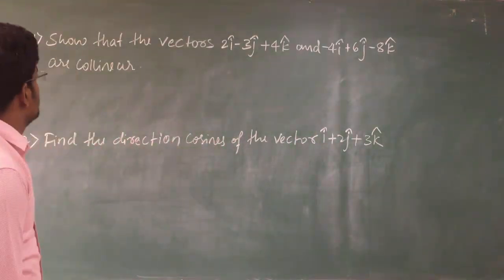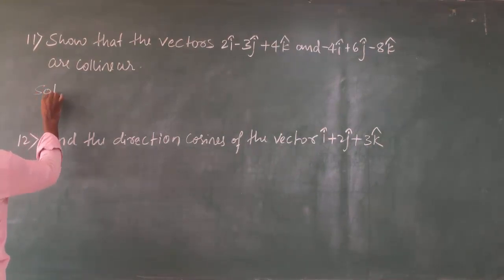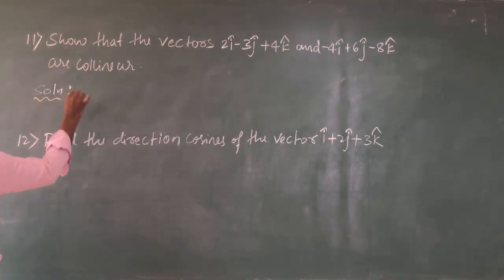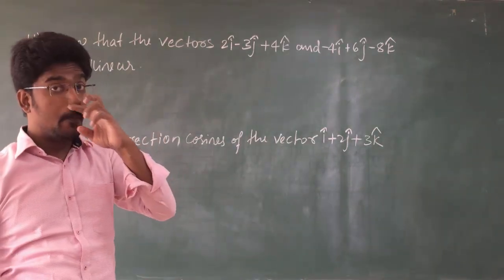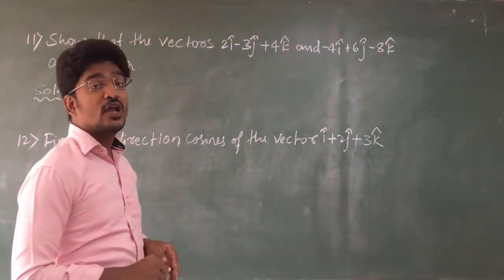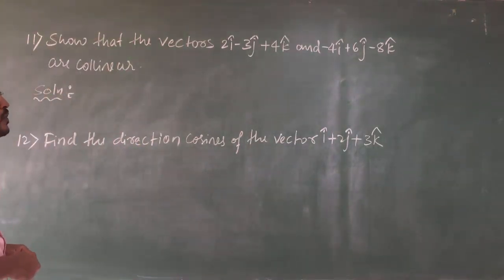Clear? So here they are telling us to show that the vectors 2i cap minus 3j cap plus 4k cap and minus 4i cap plus 6j cap minus 8k cap are collinear.